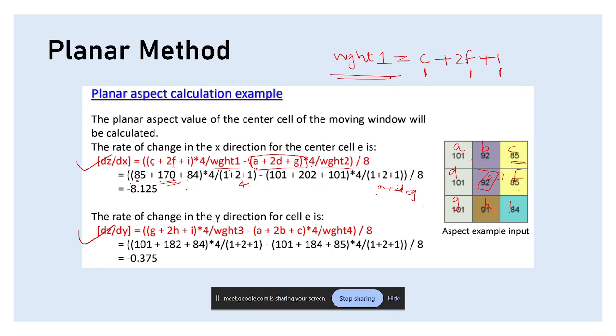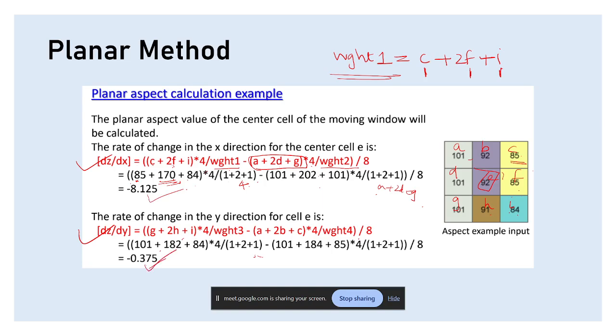Similarly, for rate of change in y direction, same thing. Like here, G, H and I is weight 3 and A, B, C is weight 4. So same thing, we put the direct values over here, then we put the weighted values and then we get a value for dz by dy. So we have a value for dz by dx, we have a value for dz by dy.